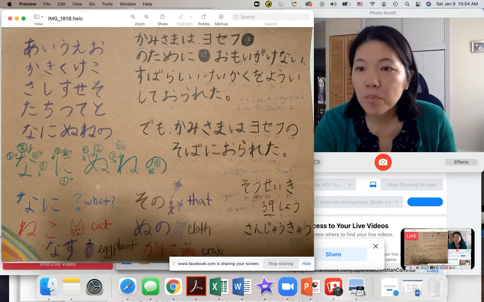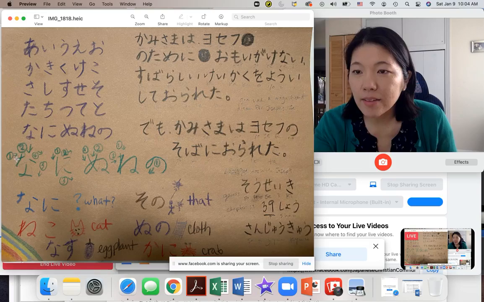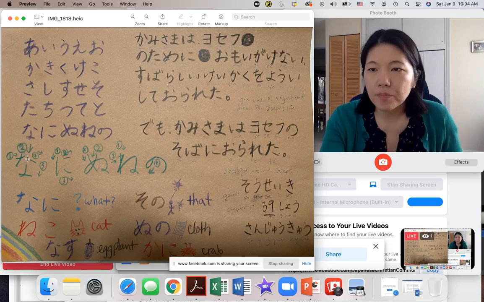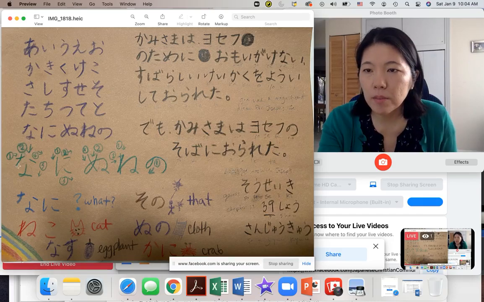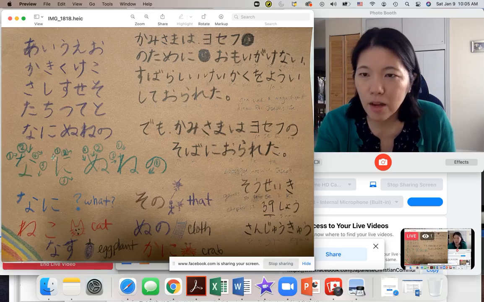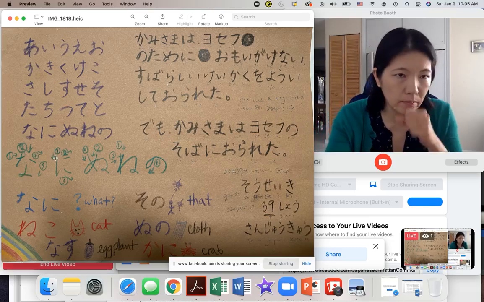Remember, we have these 5 characters: na, ni, nu, ne, no. So na, the first one, starts with the left and right, and top to bottom. I think I had it wrong. You need this little thing first, then going down. Okay, sorry about that. And then that's na.